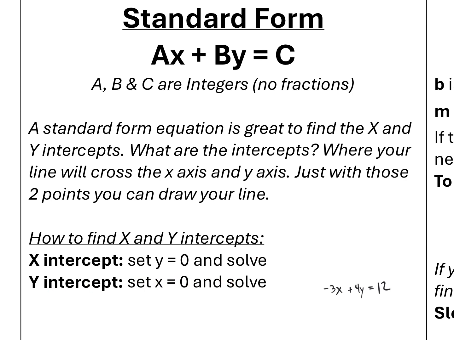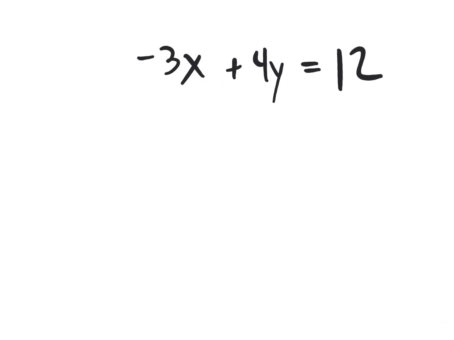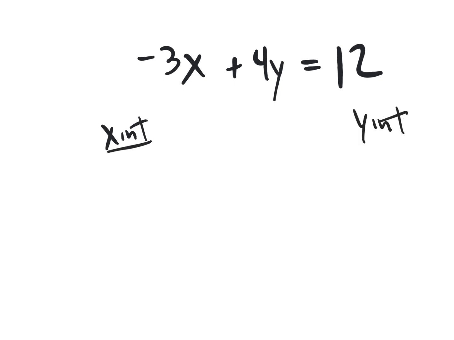I apologize, a lot of you already know how to do this. You might be bored right now. But here's an example. That is in standard form. Your a value is -3, your b value is 4, your c value is 12. The x and y terms are on the left side, right? The number by itself on the right side. So when you have it in this form, it's really easy to find the x-intercept and the y-intercept, okay?